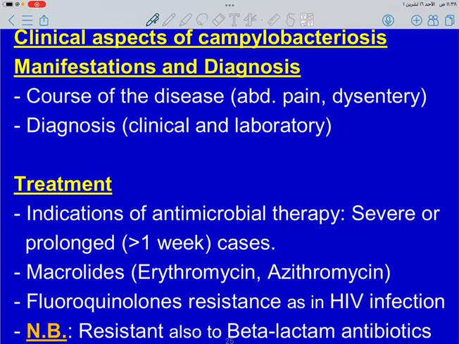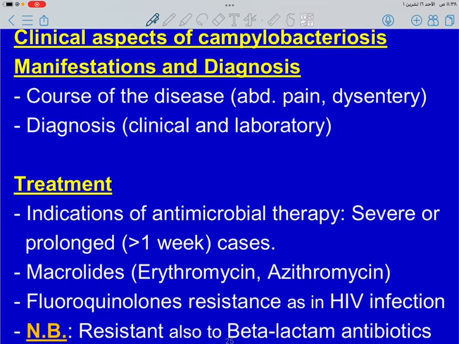These microorganisms are resistant to beta-lactam ring antibiotics. You know the beta-lactam ring antibiotics, which have the beta-lactam ring, like penicillins, cephalosporins, meropenem, etc. This microorganism is resistant to them. So don't give penicillin or cephalosporin in case of campylobacteriosis. The drug of choice will be azithromycin or erythromycin, and in certain severe cases levofloxacin or fluoroquinolones in case of HIV infected patients.